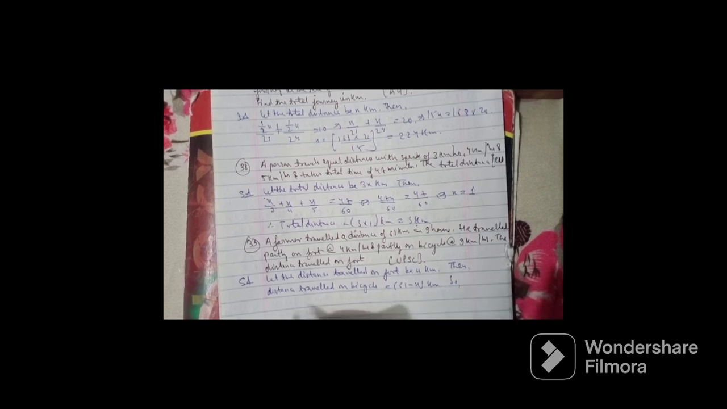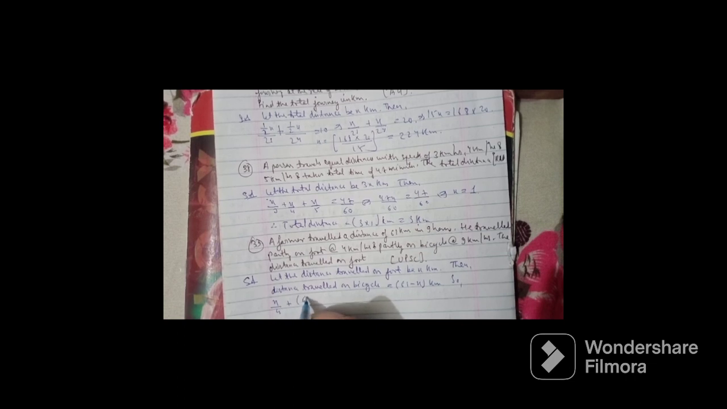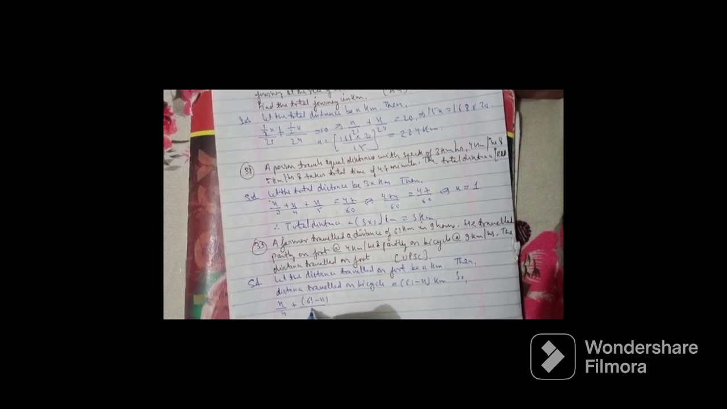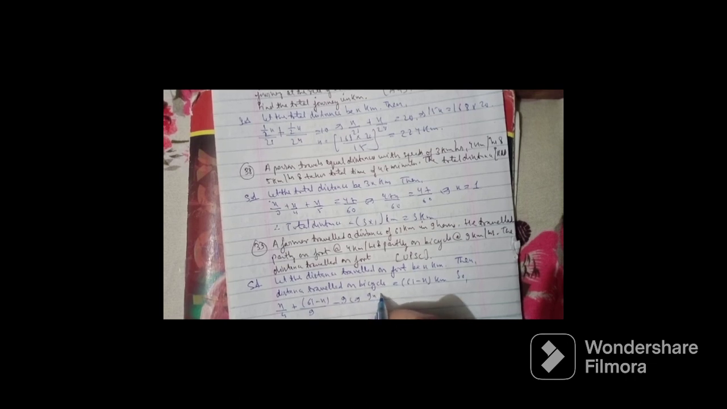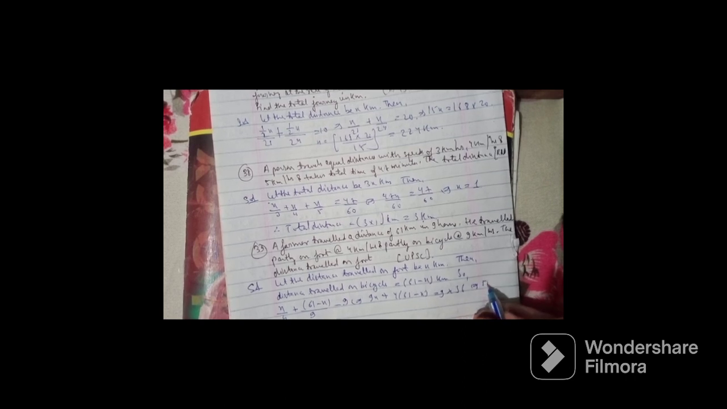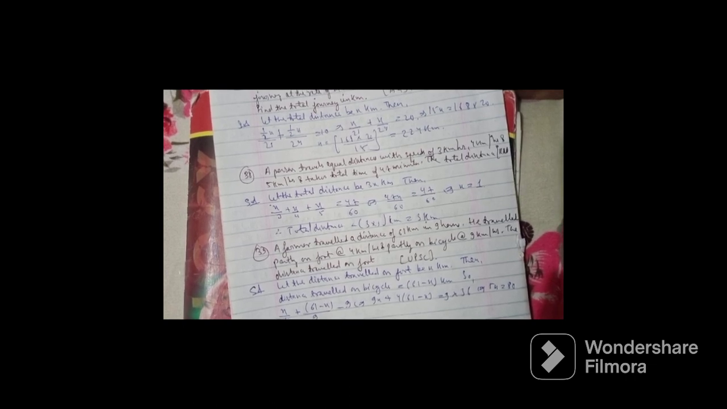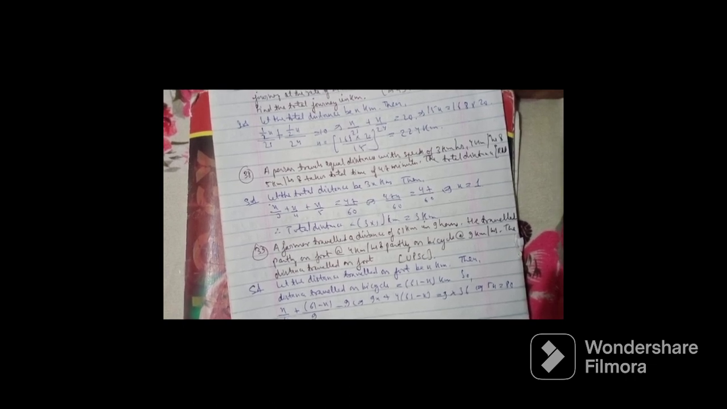So x by 4 plus (61 minus x) upon 9 equals 9 into 36, which is 9x plus 244 minus 4x equals 324, which gives 5x equals 80, and x is equal to 16 kilometer.